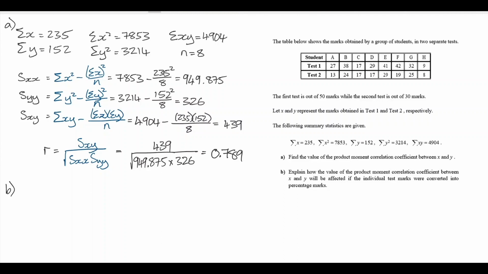Well, we know that this is coding. So to code, we'll be dividing by 50 and dividing by 30. This is linear coding, and the PMCC is never affected by linear coding. Linear coding has no effect on the PMCC. So you wouldn't be expected to go and recalculate. You would just be expected to recognize that you wouldn't need to do any more calculations, to know immediately that the PMCC for the coded values is also 0.789.